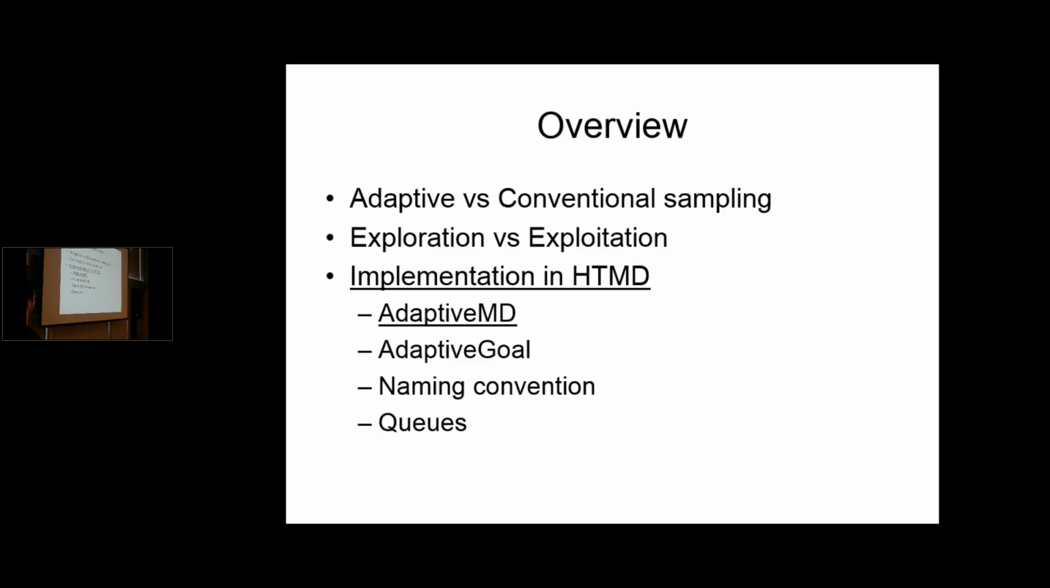Now we can move on to how we implement adaptive sampling in HTMD. We have the following classes: adaptive MD and adaptive goal, and then I'm also going to talk a bit about the naming convention that we use for adaptive sampling and about the queues, which we briefly presented now and you saw in some of the previous presentations.